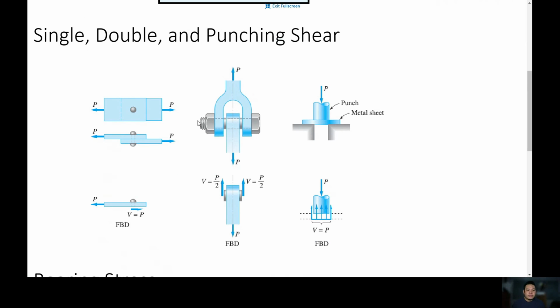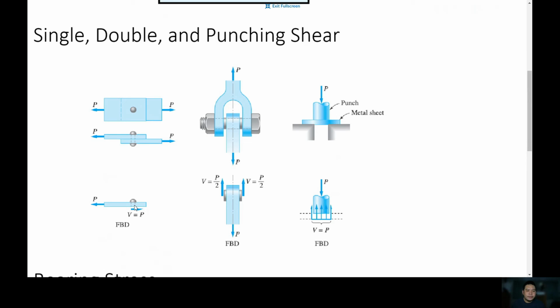Explaining this one, we have single shear like this. We have two plates attached. Basically, this is the top view, and the side view. And then it is attached by a single bolt. And then forces are applied on each plate in opposite directions. So basically, this is a single shear.